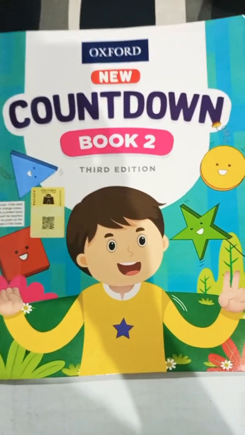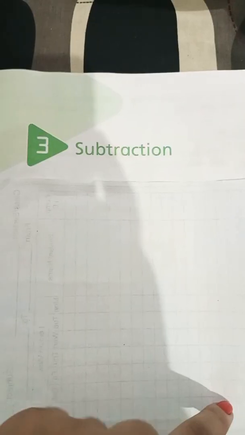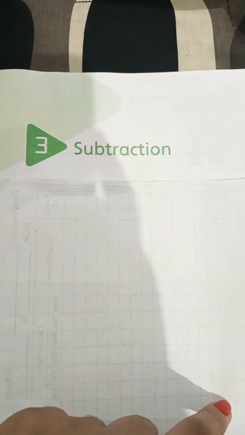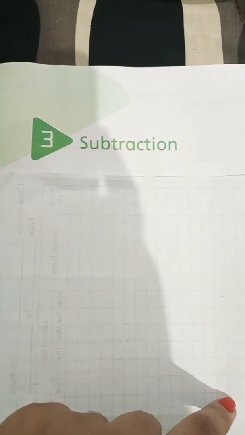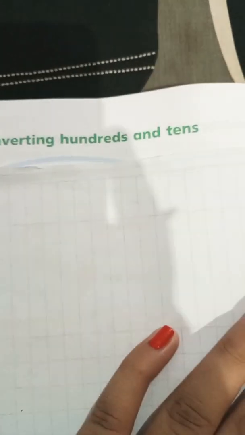Here is our Countdown Book 2. Students, we were revising our chapter number 3, that is subtraction. Today we will revise page number 48 and page number 49. And our topic is subtraction, in which we learn about the converting of hundreds and tens.